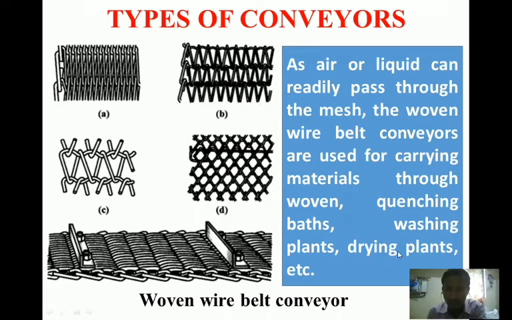Washing plants, drying plants. Drying plants means especially where you want to dry the parts, because the belt is porous, so air is going to circulate through it. That's why this type of conveyor can also be used for drying plants. So this is about the wire belt conveyor.